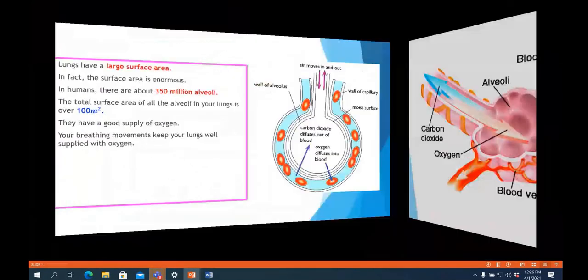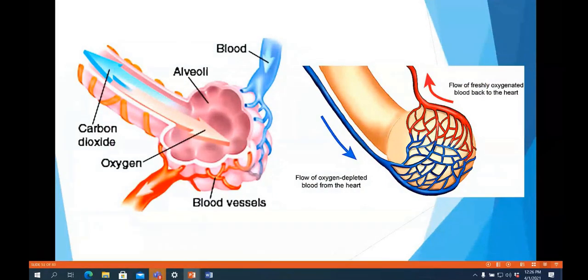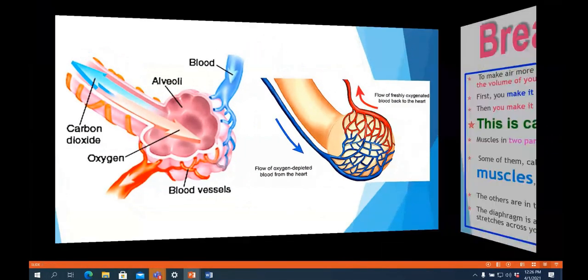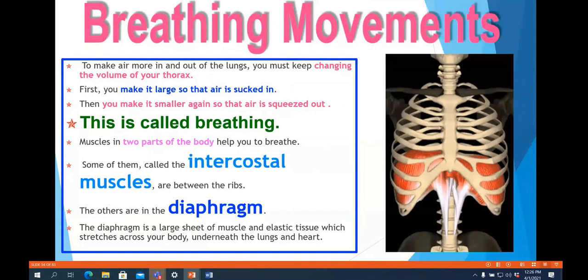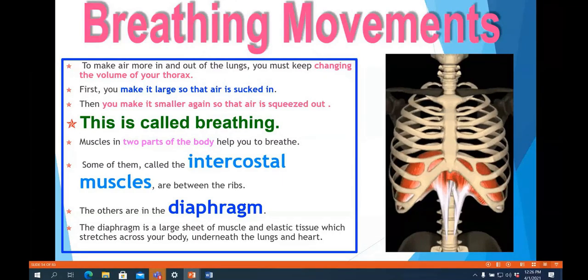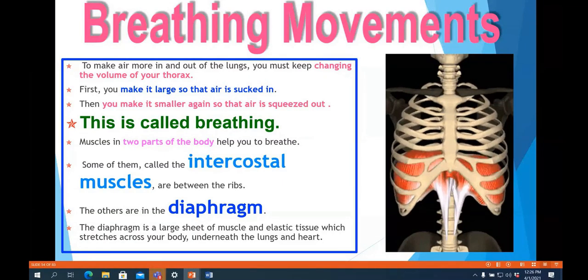Clear, ladies, so far? Any doubts or questions before we move ahead? Okay then, so let's start discussing the breathing movements. We are on page number 146 and 147. Ladies, you have the same picture in your textbook as well. So you can see this is how your chest rises and falls when you're breathing, isn't it?